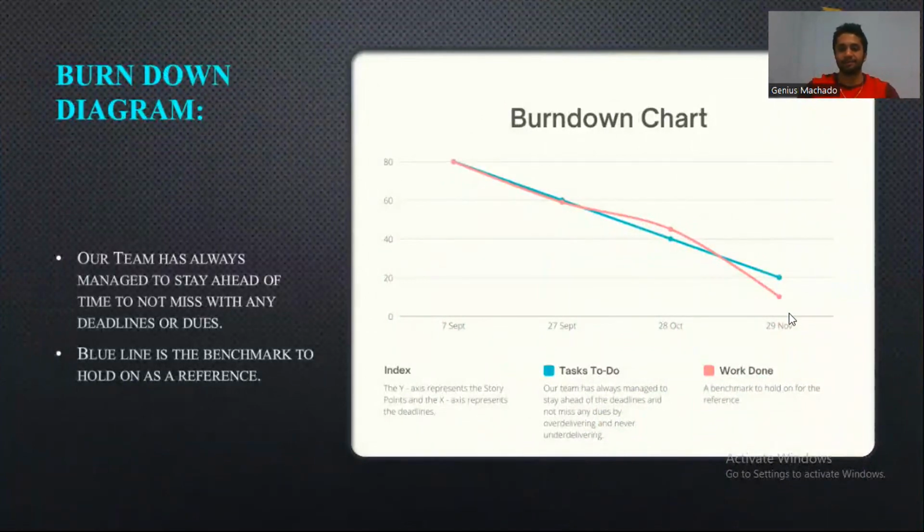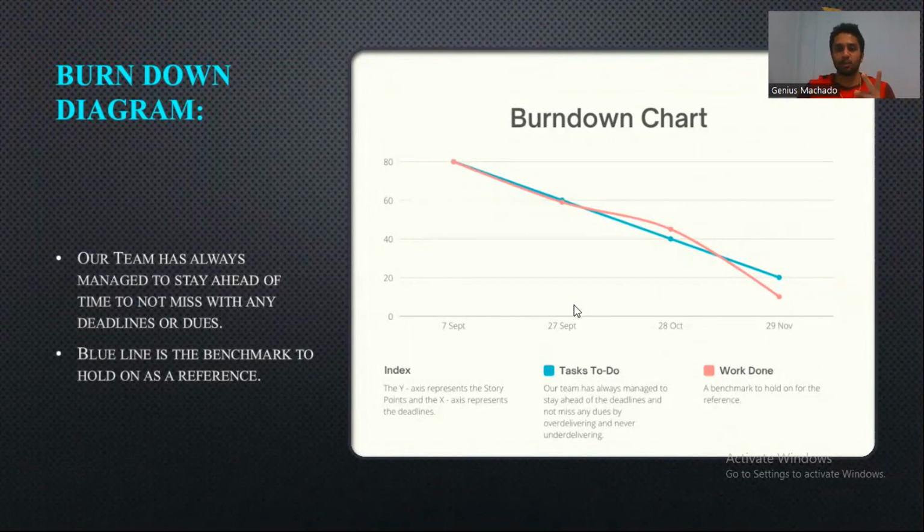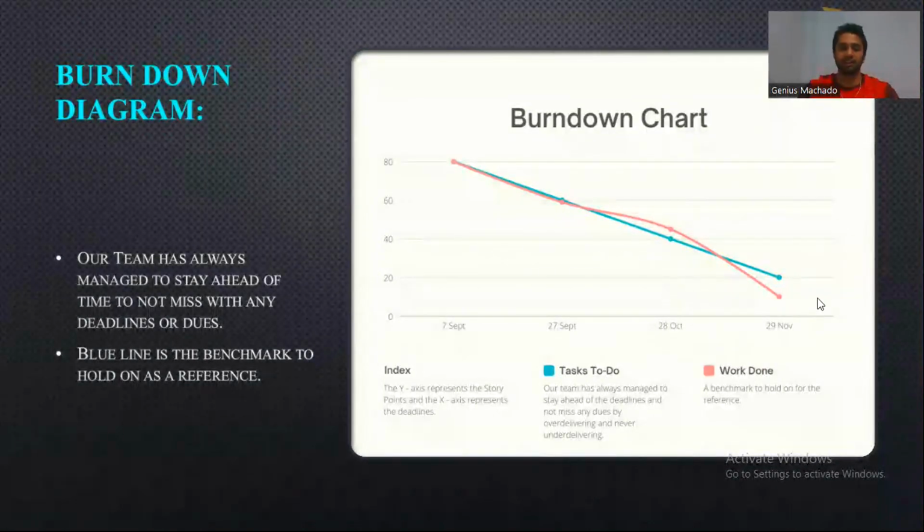Moving on to the next one, we have the burn down chart, which I explained last time as well. But again, last time was the 28th of October, and now it's the 29th of November. We have sprint 3. The sprints start from 7th of September, because the fall semester began somewhere close to that, and it went all the way to 27th of September, which was our first sprint. Then the second sprint was conducted on 28th of October. And now is the time for the third sprint, which is 29th of November.